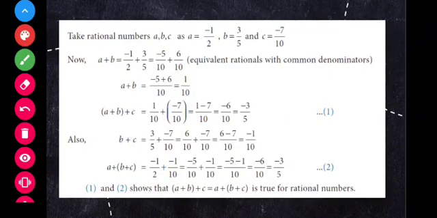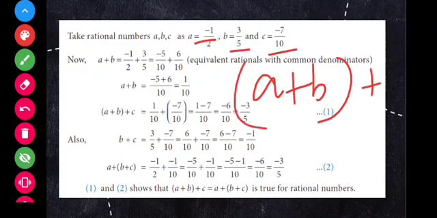First, let's see addition. We are taking three numbers. Your A is minus 1 by 2, B is 3 by 5, and C is minus 7 by 10. Now we are going to find the left hand side, which is A plus B whole plus C. First let's find A plus B. Our A is minus 1 by 2 and our B is 3 by 5. So minus 1 by 2 plus 3 by 5 will give us 1 by 10.